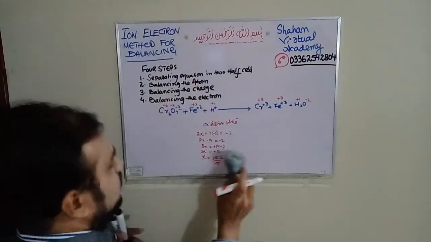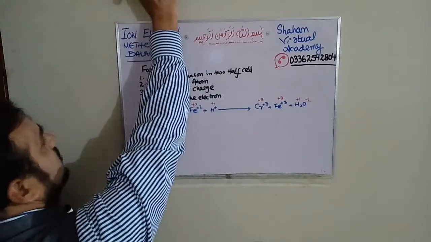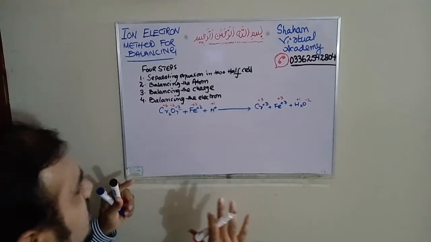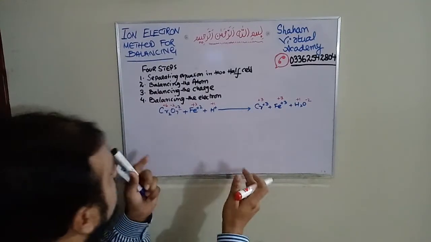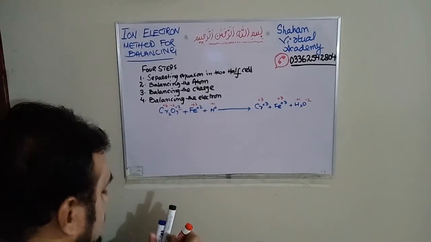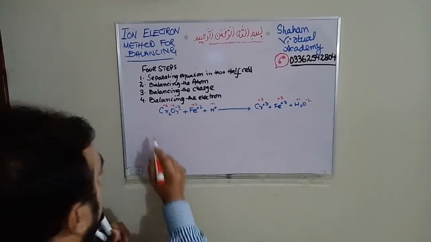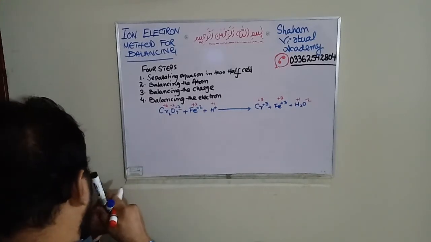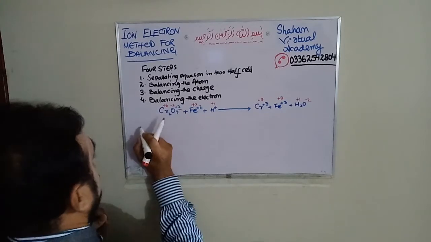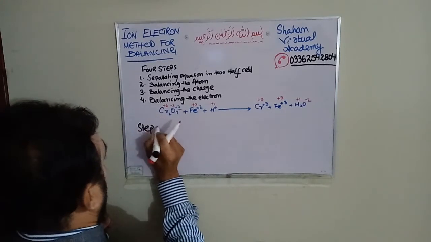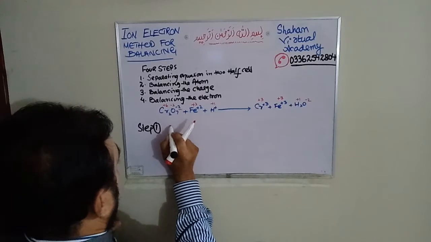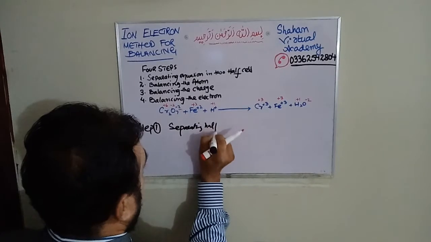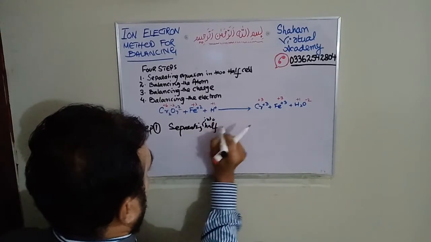Okay, so this is not yet the steps. It is first finding your oxidation state, and then separating into the two basic halves. Okay, now I am going to start step 1, which is separating into half cells.